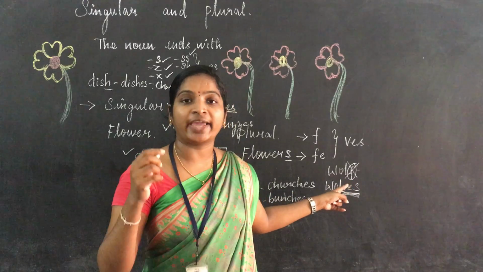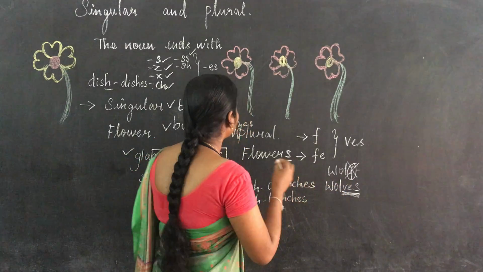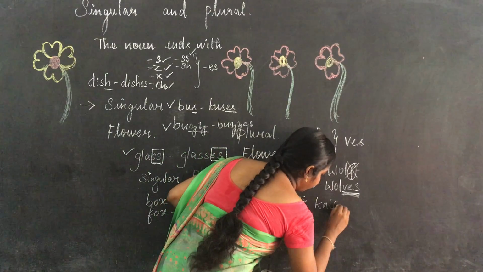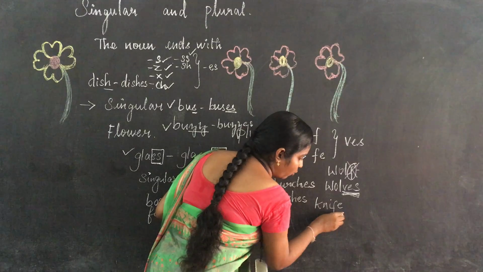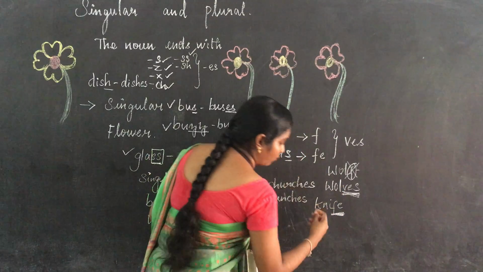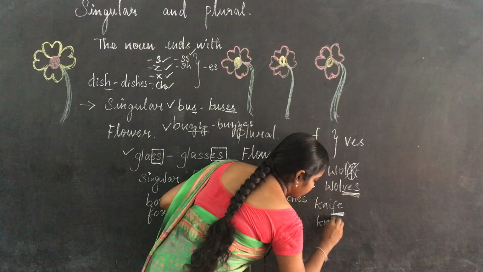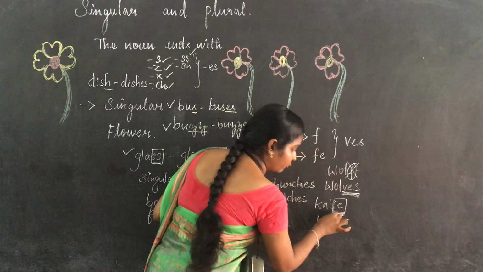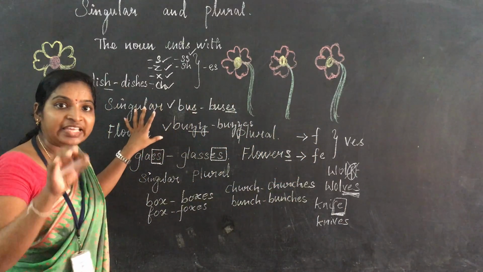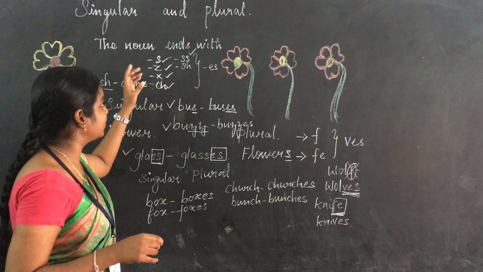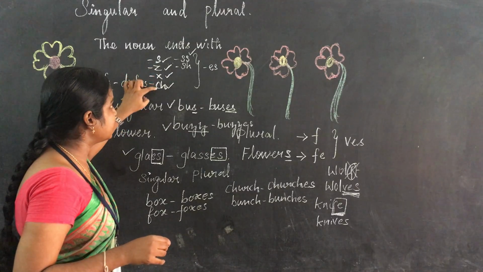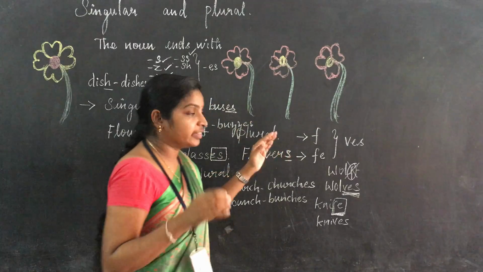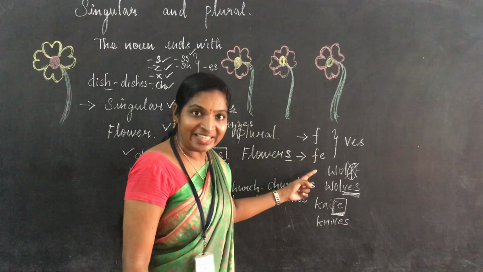If you take the example knife, here you just see the noun ends with fe. How do we have to change it? Knives. Instead of fe, here we are not just adding es. When the noun ends with the letter s, z, x, ch, ss, sh, we are adding es. But here the nouns end with f or fe.